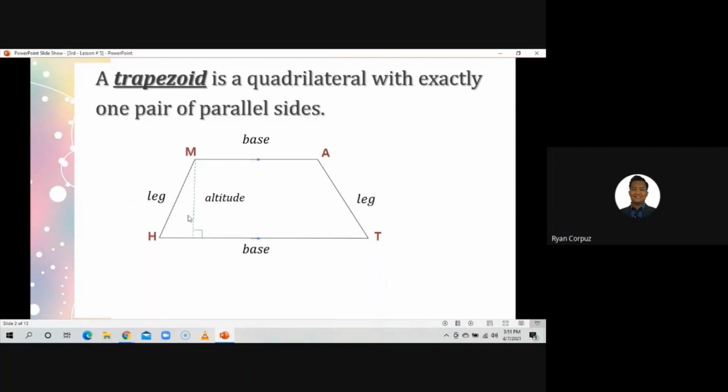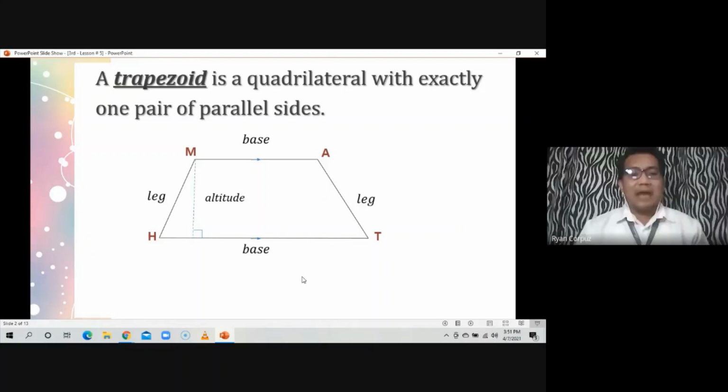Another thing is that we do have this. Ito naman yung tinatawag natin as the altitude. Altitude is also known as the height of the trapezoid. So, meaning to say, if you are asked to find the altitude of a given trapezoid, it is the same way that you are being asked on what would be the height of that given trapezoid. Again, characteristics of a trapezoid: a trapezoid has its bases, has its legs, and has its altitude.